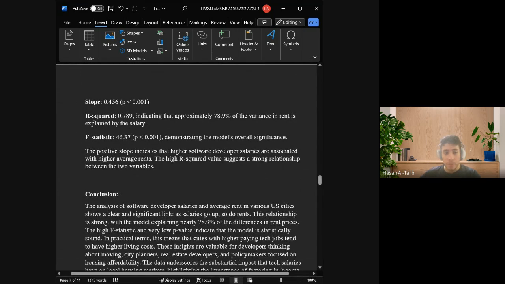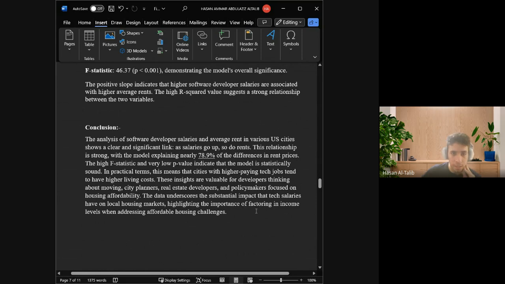The positive slope is an indicator that higher software developer salaries are also associated with higher average rents. So the high r squared value suggests a strong relationship between these two variables.